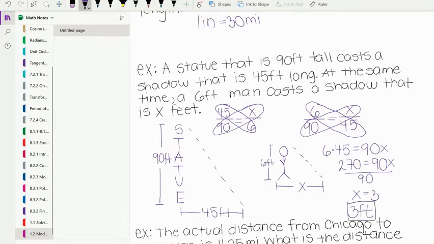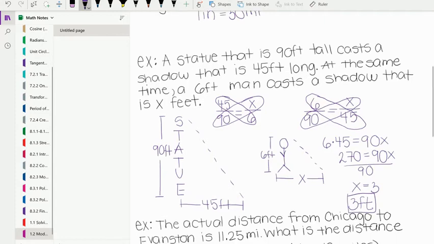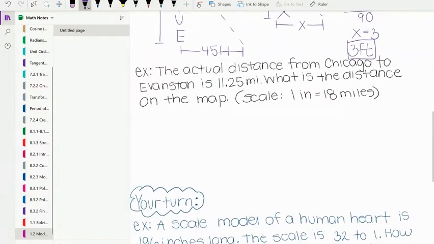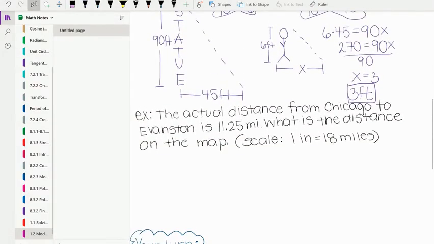So the only problem about that last way I was talking about, of how do you get from 90 to 45, it's not always that simple. So it would be in your best interest to set up a proportion. All right, we're going to look at one more problem. This one's talking about a map. So we're still going to be setting up a proportion, but we're going to use the scale to help us do that. So the actual distance from Chicago to Evanston is 11.25 miles.